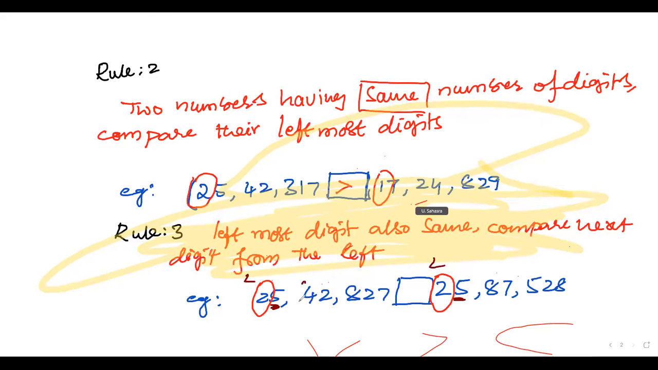Let's compare the next digit. This is 4 and this is 8. So you know that 8 is the greater number. So which symbol can be used? The greater number is here, so we use less than. Less than is the symbol. You can use it. And this is greater than.